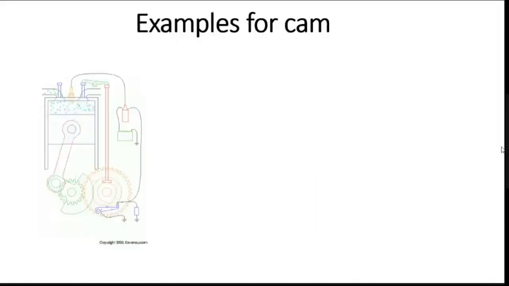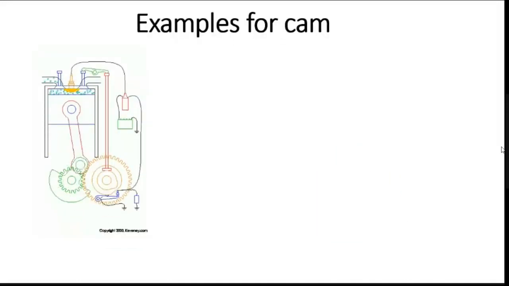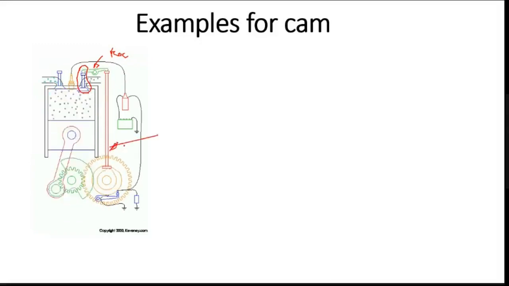Examples of a cam: it is mainly used in IC engines. When you look at your IC engines, in order to open your inlet valve and your exhaust valve, we use this cam. Here you can see this is your valve. You have a rocker arm, and it is connected to a push rod, which is connected to a cam.